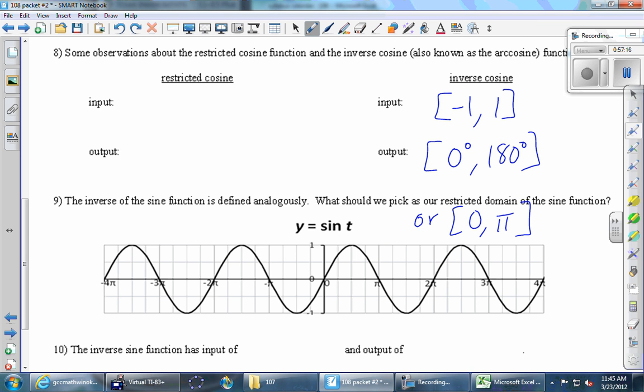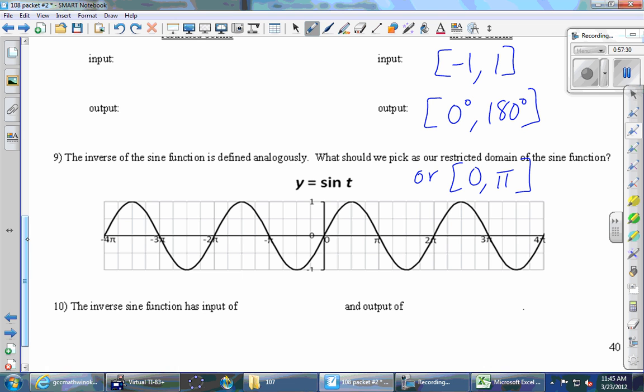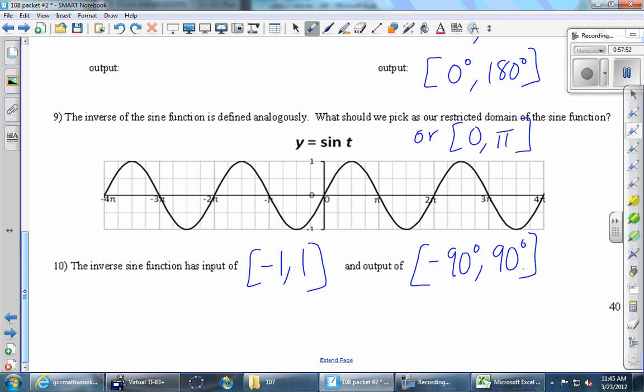That was not for the inverse cosine. That was for the inverse sine, which has a different set of outputs. So down here at the bottom, the inverse sine function, the input, how high does sine normally get? 1. How low? -1. Same inputs. You can only plug in a number between -1 and 1. Different outputs. If you hit the inverse sine button on your calculator, you will always get an angle between -90 degrees and 90 degrees, or -pi/2 to pi/2.